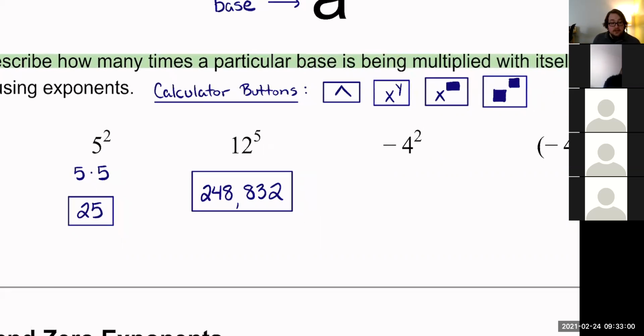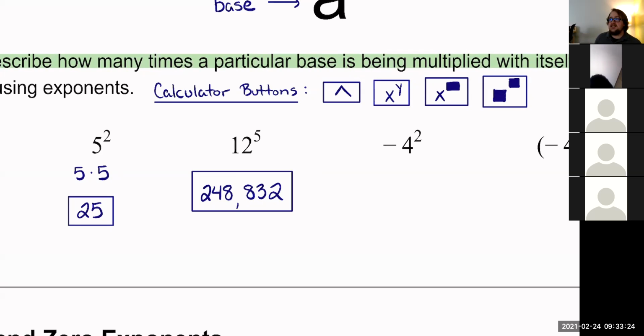I didn't use the exponent buttons. You did not use the exponent button? No. You do 12 times 12 times 12 times 12 times 12? Yeah, I just did it the harder way. Which is okay. And I won't tell you that you have to do it this way, but here's where I would normally see it come in handy.